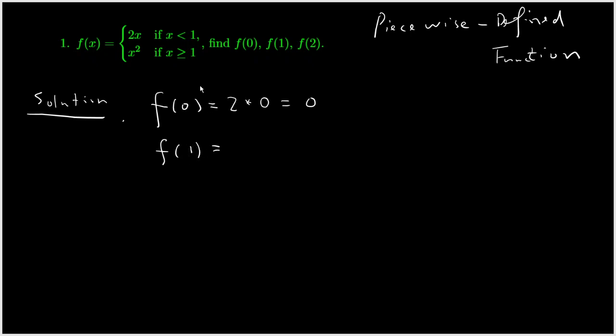Now the problem is: is the input on the top piece or the bottom piece? The input 1 is not less than 1. 1 is greater than or equal to 1, right? 1 is on the bottom piece, so you have to use that formula to compute the output. So that makes sense? Anybody want to tell me the value of the function at 1, please?